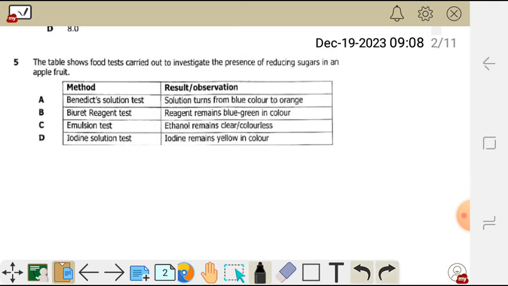Okay, for the test of reducing sugar, you use Benedict solution, and it must turn from blue color to orange. That's the correct answer. Question 6.